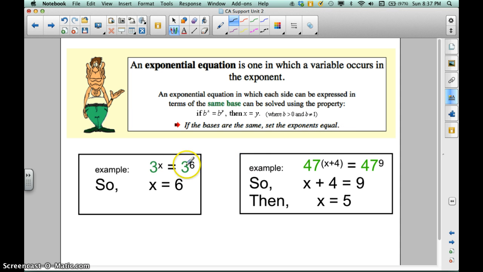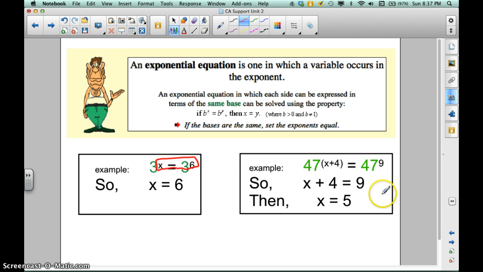Because if the bases are the same, and the left side has to equal the right side, doesn't it make sense that the exponents also have to be equal to each other? So I sort of like to box in those exponents. If the bases, the 3's in this case, are the same, the exponents have to be equal. So x has to equal 6.